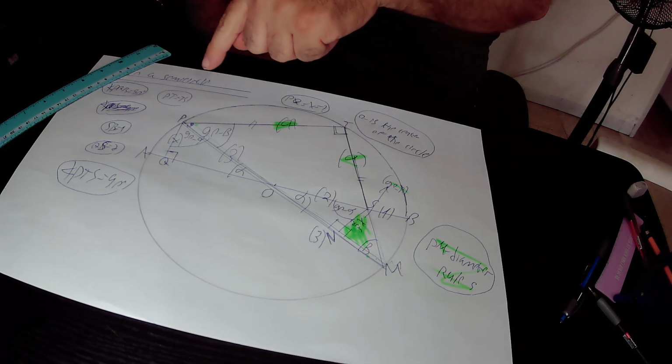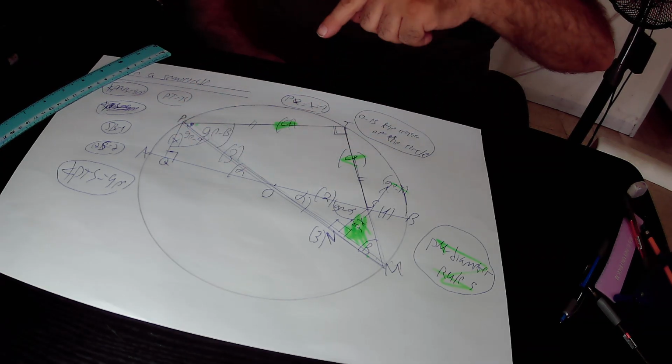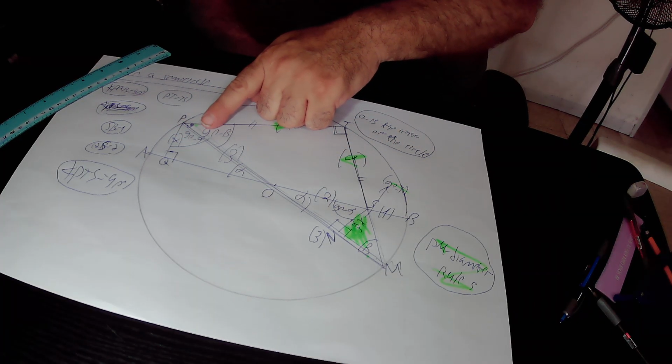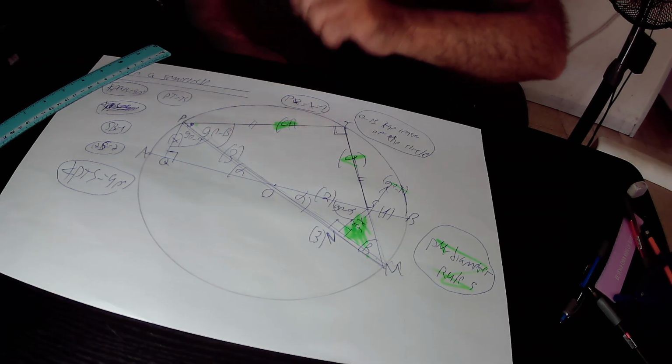Likewise, in the upper triangle PQO, this angle equals alpha, this angle equals 90 degrees, and therefore this remaining angle must be equal to 90 degrees minus alpha according to the same rule that the sum of the angles in any triangle is equal to 180 degrees.